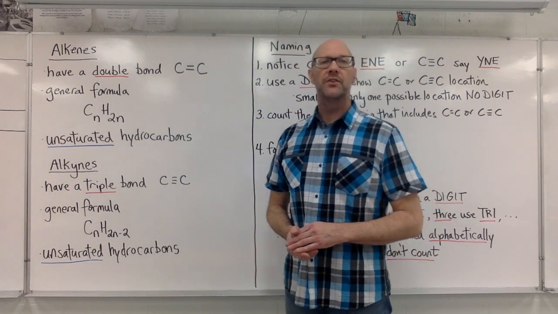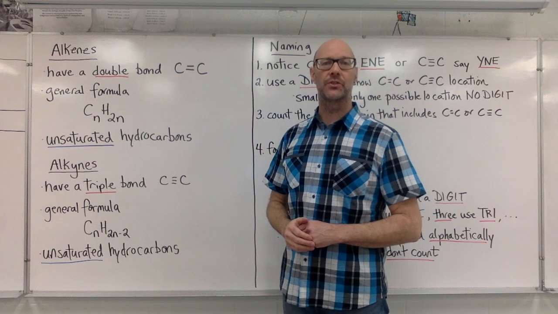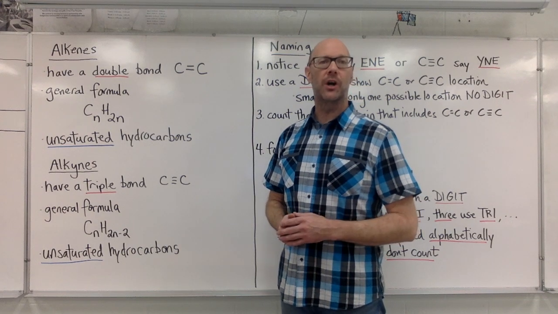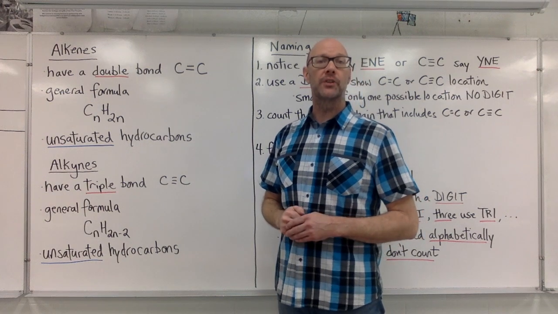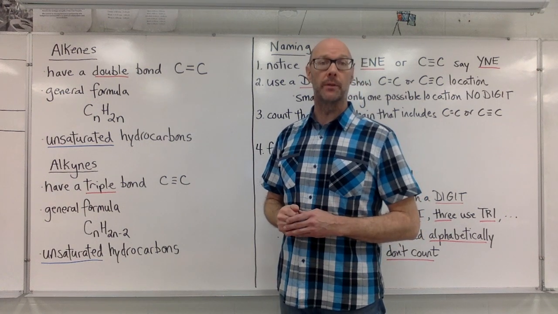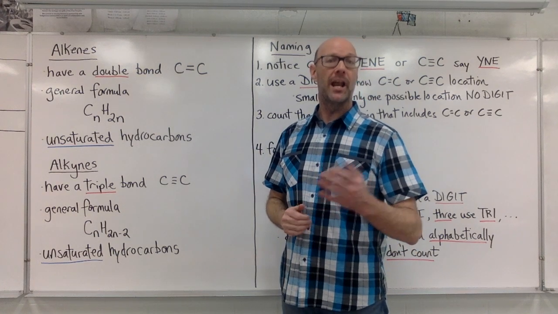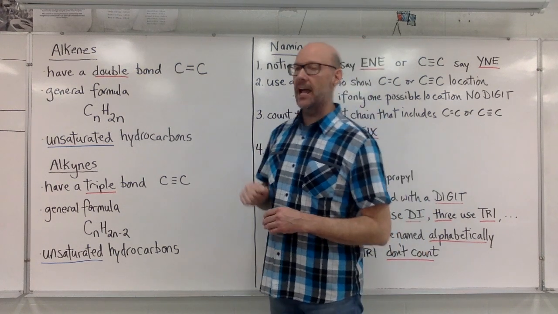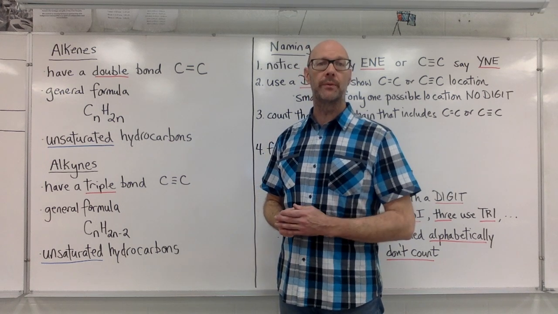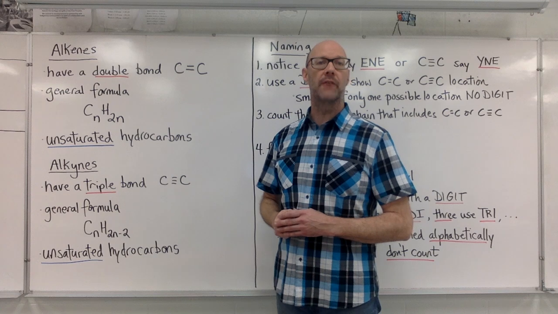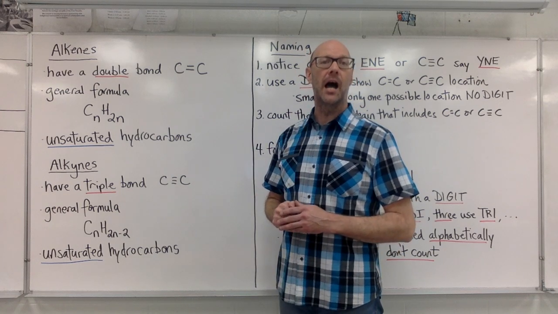Hi everyone, this is our look at alkenes and alkynes. Alkenes are a type of hydrocarbon that are going to have a double bond somewhere in the chain between some carbons, a carbon-to-carbon double bond. They're going to have a general formula, CnH2n, always twice as many hydrogens as carbons. And because of the presence of the double bond, they are classified as unsaturated hydrocarbons.